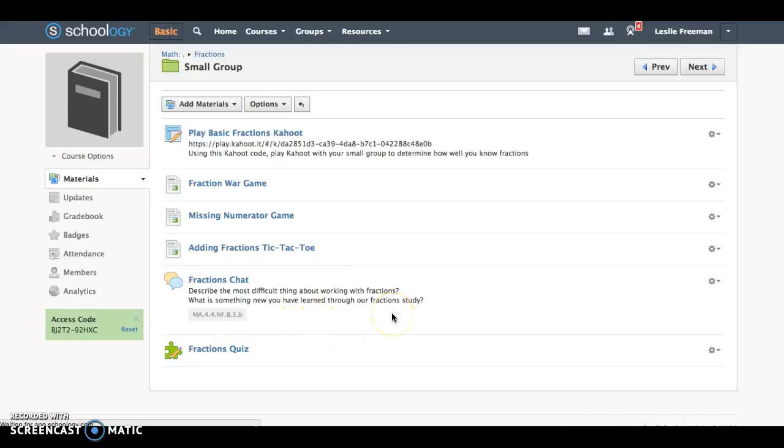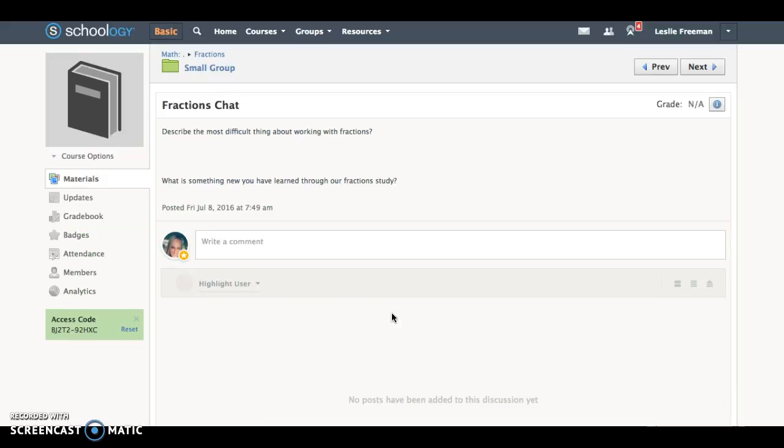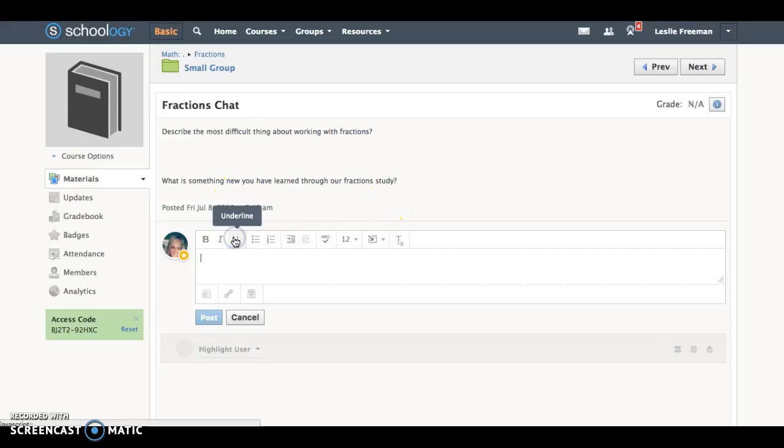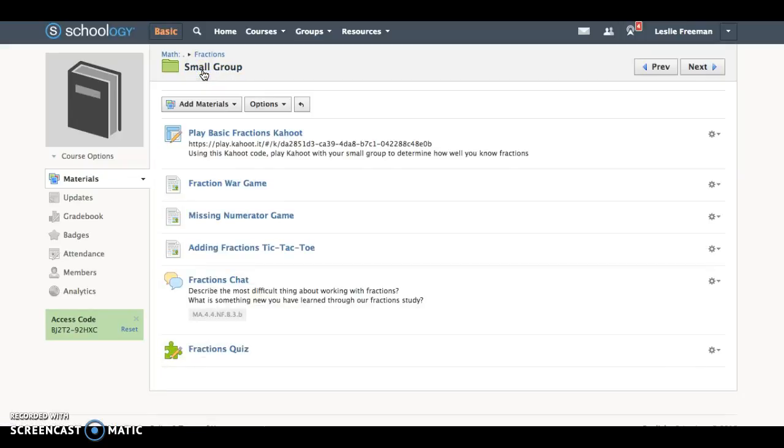The questions for this discussion are: describe the most difficult thing about working with fractions, and then what is something new you have learned through our fractions study. So in this space, they would go ahead and type whatever their discussion answer was, and then they could all see each other's information. And we can talk about that together. Maybe when they move to the teacher-led station, that would be something we would talk about together.